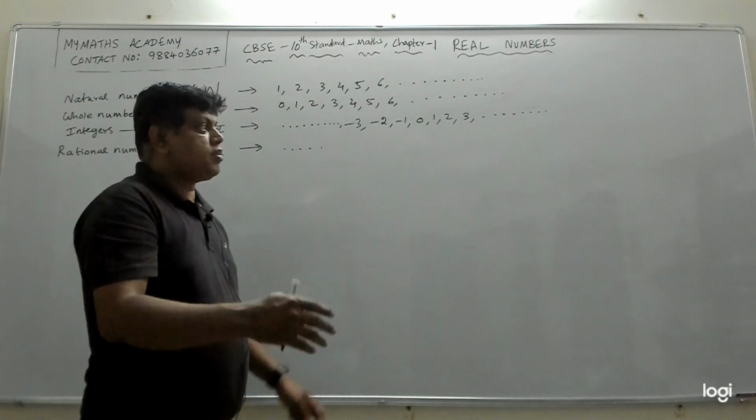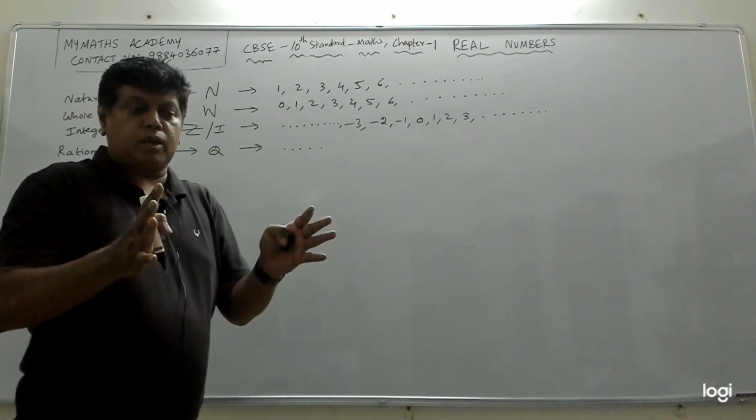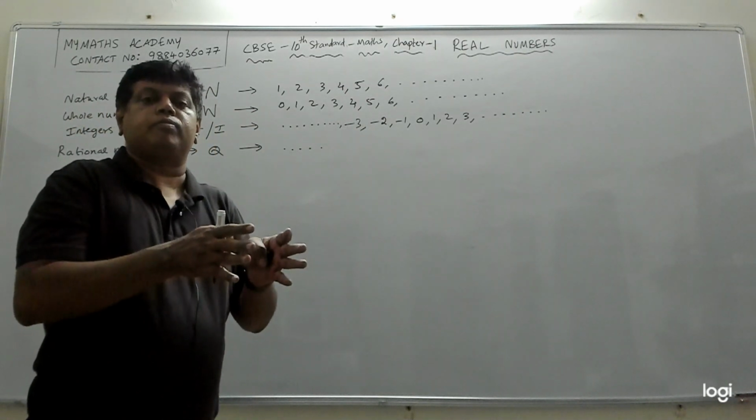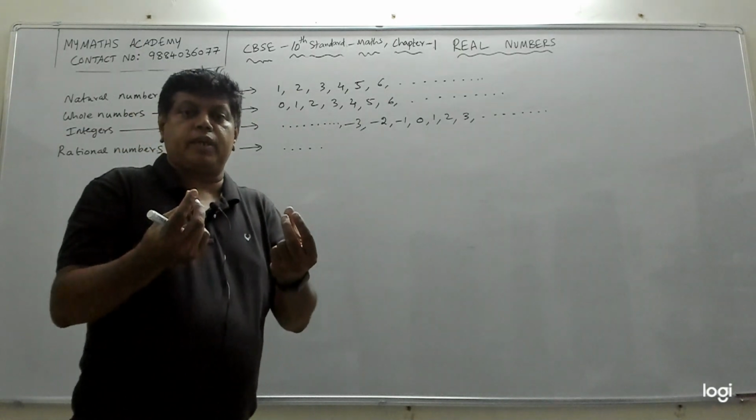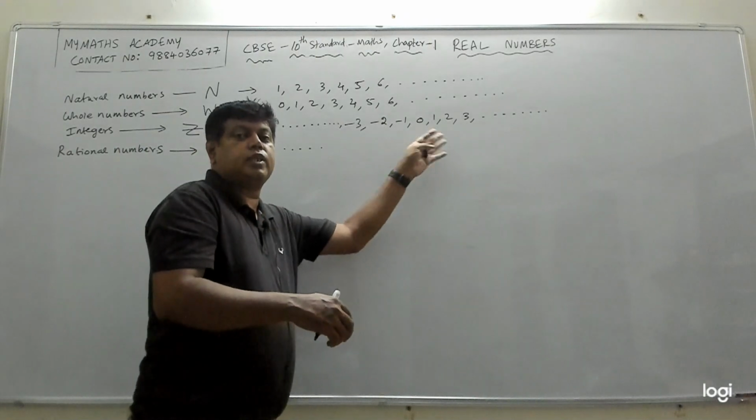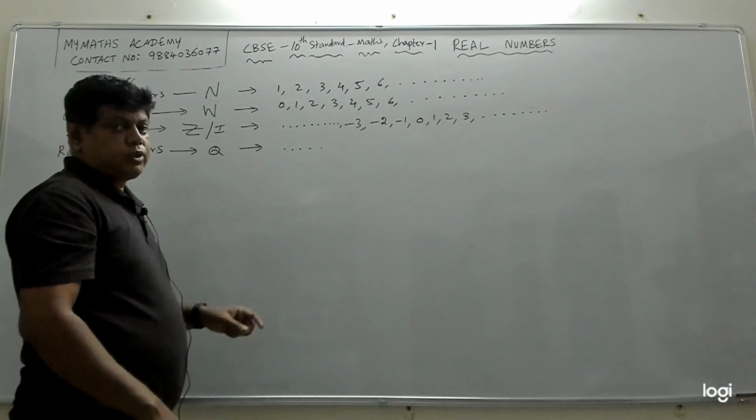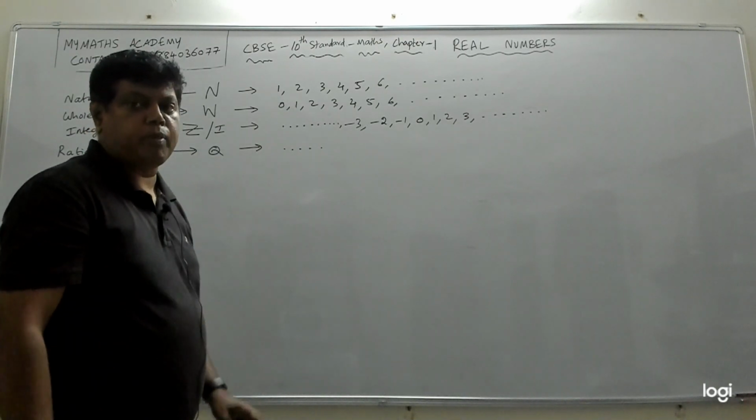We cannot write it as a sequence like 0, 1, 2. Any two rational numbers I take, there are infinitely many rational numbers between them. So I can't list the rational numbers or write them like a sequence, which means we need a definition to define the rational numbers. So I'll define the rational numbers, then I'll tell you what is a rational number.